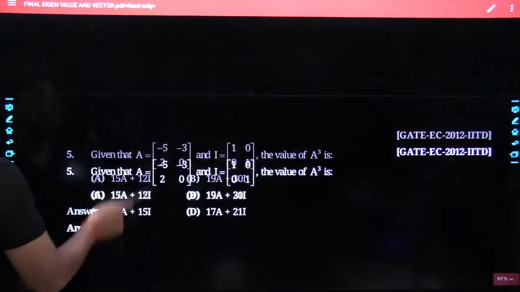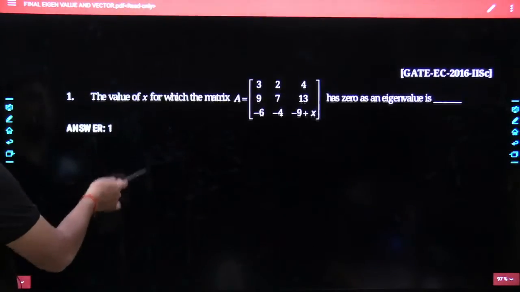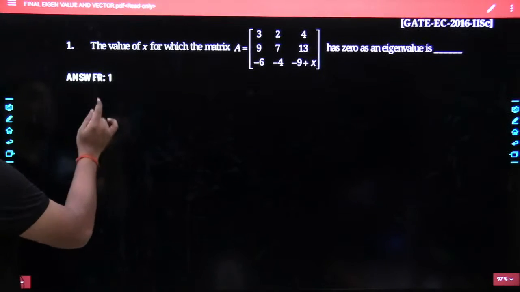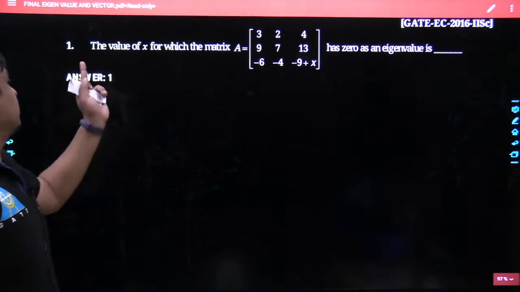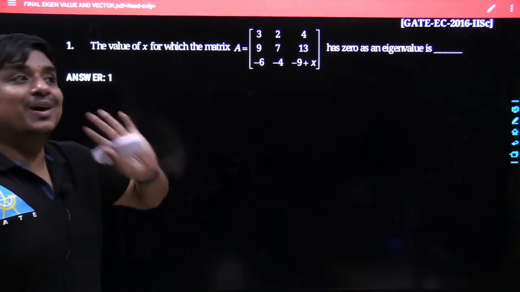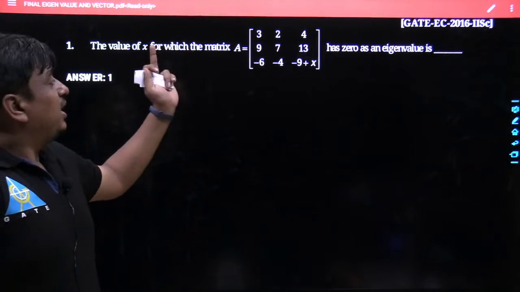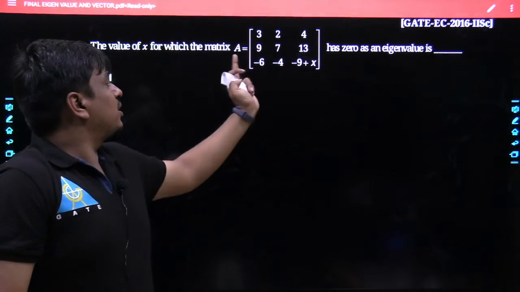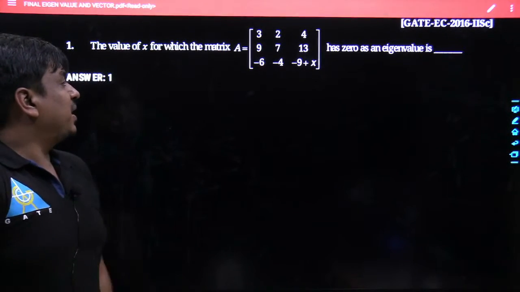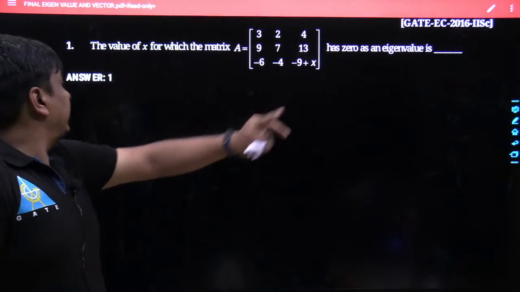So now, let me go ahead with a few problems, and you guys have to give a proper answer for each and every problem. Let me start with the first question. The problem came in GATE Electronics in the year 2016. The problem was framed by IISc Bangalore. The problem states: the value of x for which the matrix A equals 3, 2, 4, 9, 7, 13, minus 6, minus 4, minus 9 plus x has 0 as an eigenvalue is.